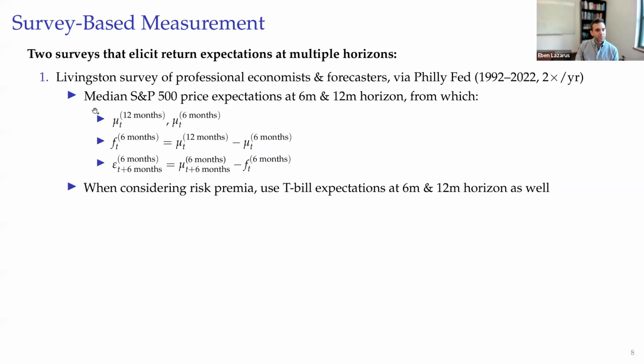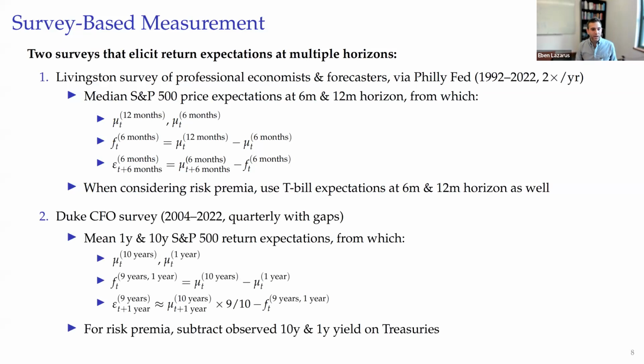Now, one of the nice features of the Livingston survey is they also ask for expectations of risk-free rates in 6 and 12 months. And so when we're taking out that risk-free component to consider forward and spot risk premia, we can do things in a totally internally consistent way, all within the survey, based on their answers to the questions about where they expect treasury rates, T-bill rates to be in 6 and 12 months.